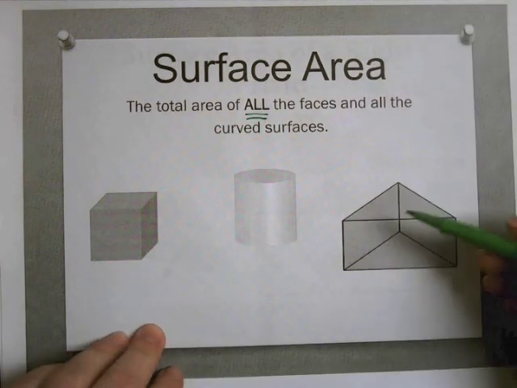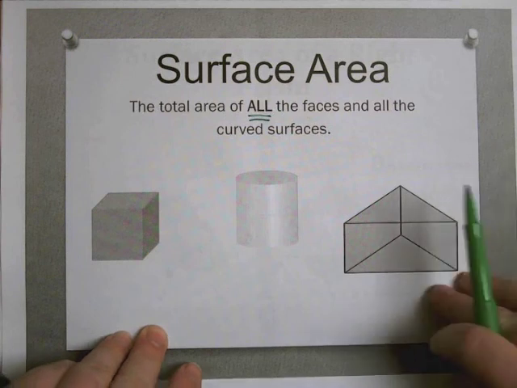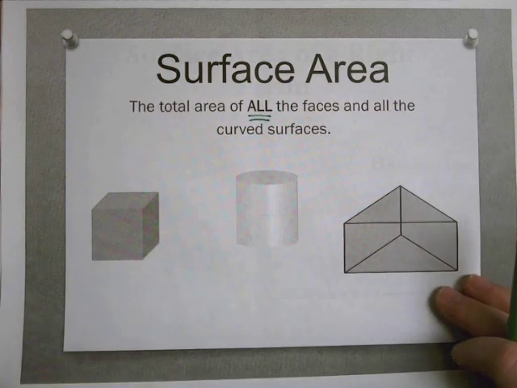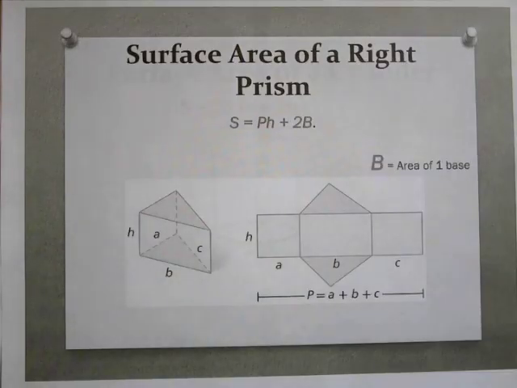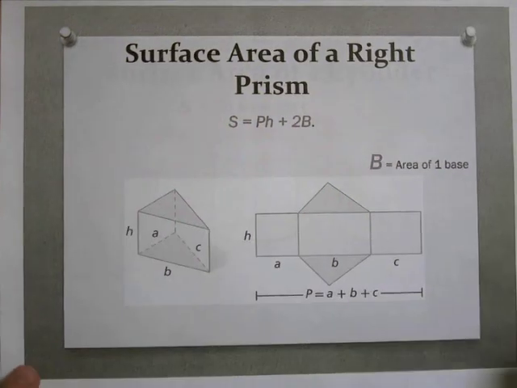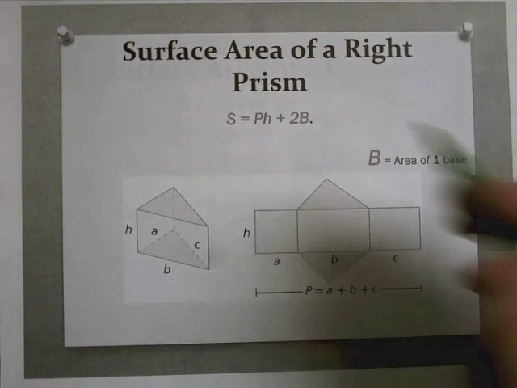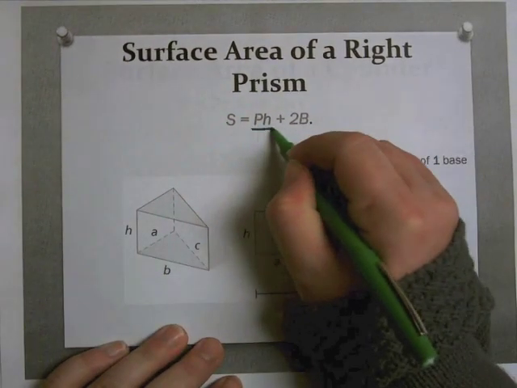Now, with the surface area, if we're already finding the lateral area, which is everything but the bases, all we'll need to do is then find the area of the bases and add it to it. So on the surface area of a right prism, we're going to do the same thing that we did before.